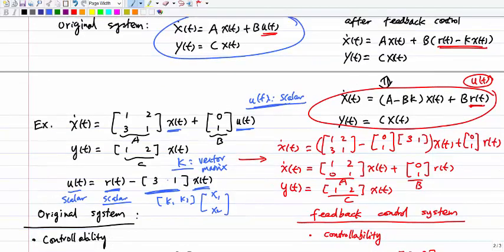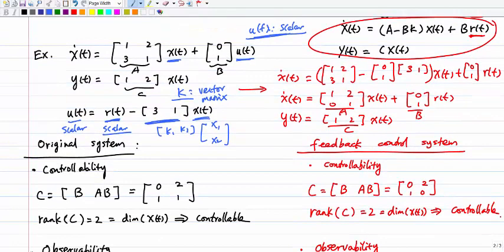Okay, that's my control input design. Let's see, for the original system, what is the controllability of that? We can verify the controllability by computing the controllability matrix, which here is given by B and AB. You don't need any more columns because the dimension of x is just 2.